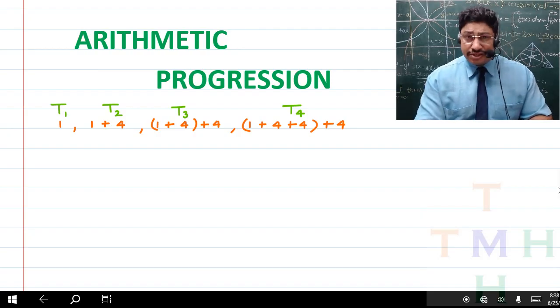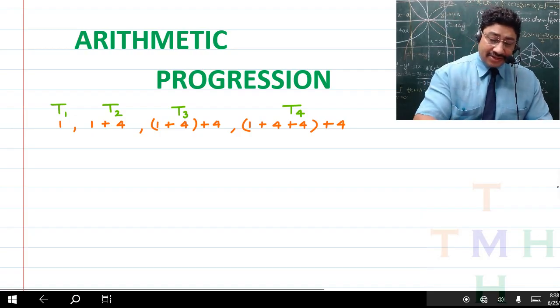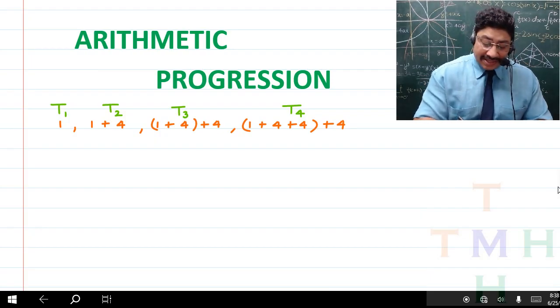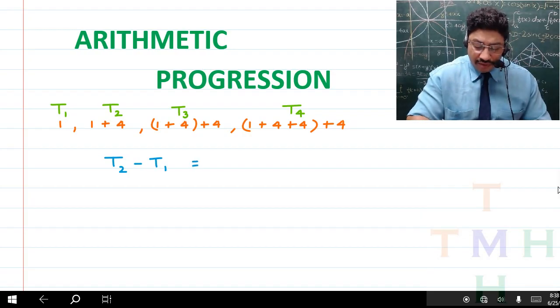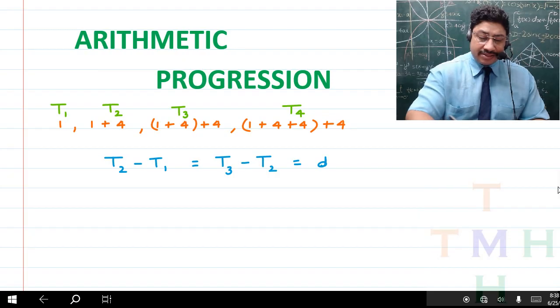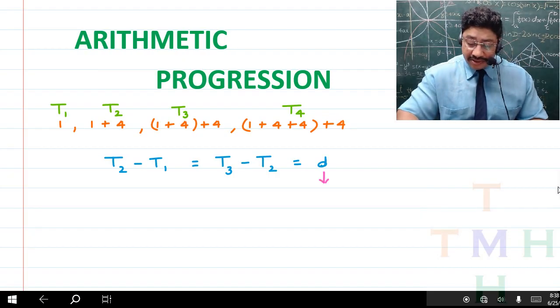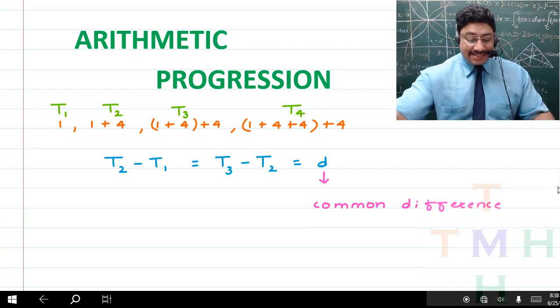If you see each of these terms, then there is something special which is happening. Obviously, that constant 4 is getting added. But how we represent it is actually what is something special. That is, if you talk about the difference of any two consecutive terms, you will always be getting a constant. Like in this case, you'll be getting that to be equal to 4. Now, this constant, children, is known as the common difference, right? Common difference.